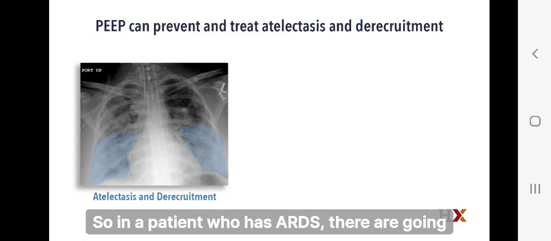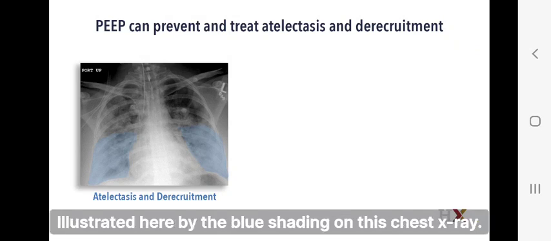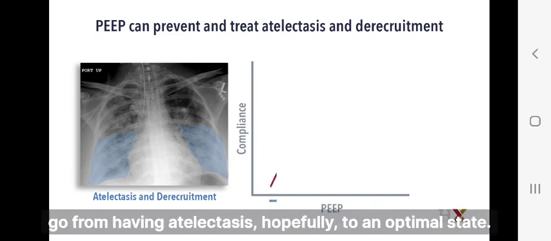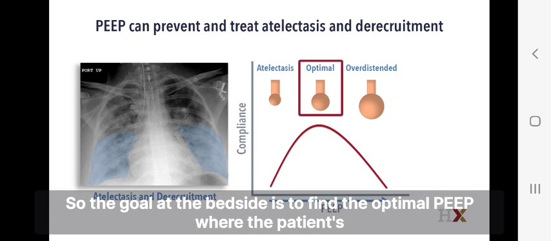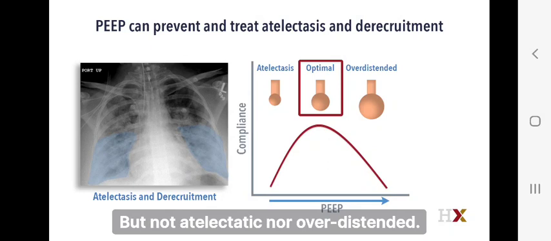So in a patient who has ARDS, there are going to be many areas of atelectasis, of derecruited lung, illustrated here by the blue shading on this chest x-ray. When patients have an increase in PEEP, they go from having atelectasis, hopefully to an optimal state, but we don't want to overdistend them. So the goal at the bedside is to find that optimal PEEP where the patients are sitting in the optimal space, but not atelectatic nor overdistended.